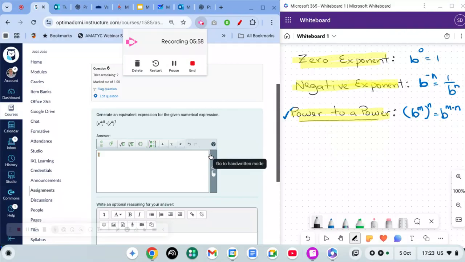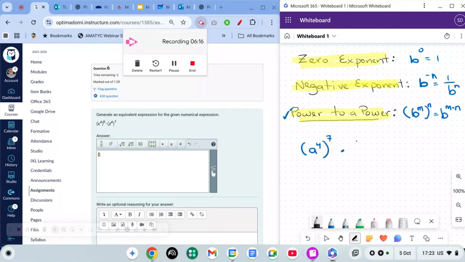And problem number 6 is again using the power to a power, but we're going to use this rule twice. So again, I'm going to do something similar. Let's say you have parentheses a to the 4th, and then all of that raised to the 7th power, times, now we're going to have a different letter inside the parenthesis. So let's say it's b to the 5th, and then all of that raised to the 6th power.